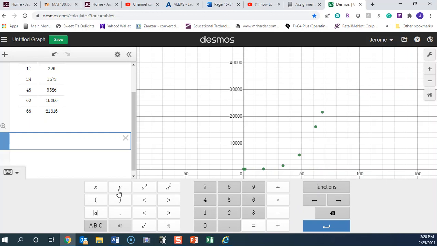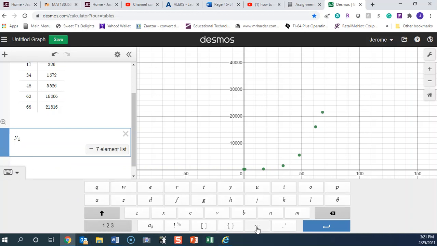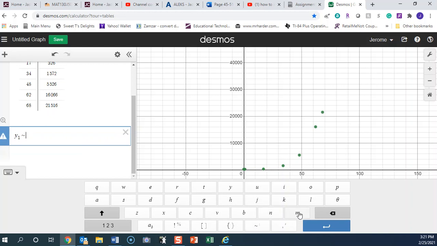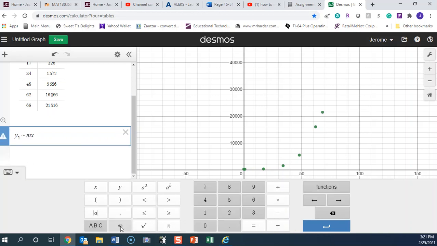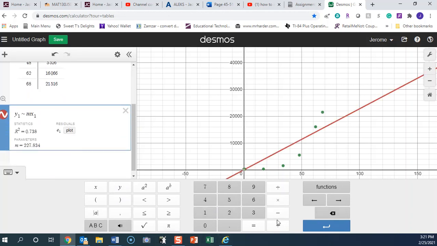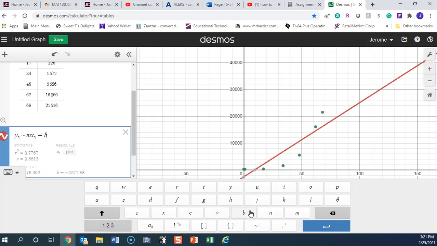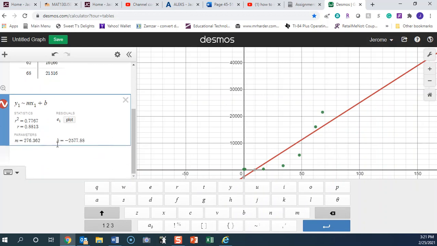But what we're going to do here is, since this is y1, instead of y, we'll put y1. And then we have to use what is called the tilde. So you hit the keyboard here, hit the ABC, and hit this tilde symbol here. And then we'll do mx1, because we know our x is x1, and then plus b. So we typed out the general y equals mx plus b. So we got the linear equation.